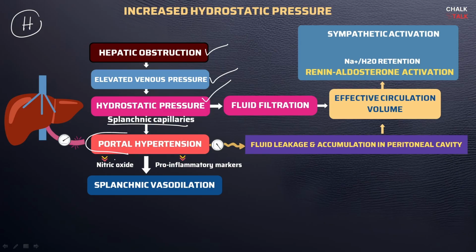For example, in cirrhosis, which you know as the most common underlying cause of ascites, the fibrosis and regenerative nodules create architectural distortion that increases resistance to portal blood flow, and over time, portal hypertension develops. The body then responds by releasing nitric oxide, as well as pro-inflammatory mediators, which cause splanchnic arteriolar vasodilation.